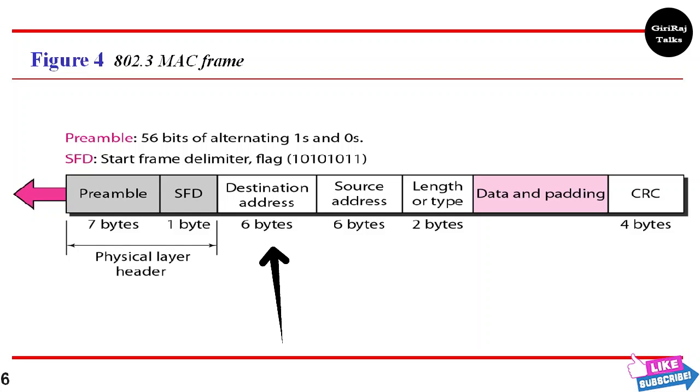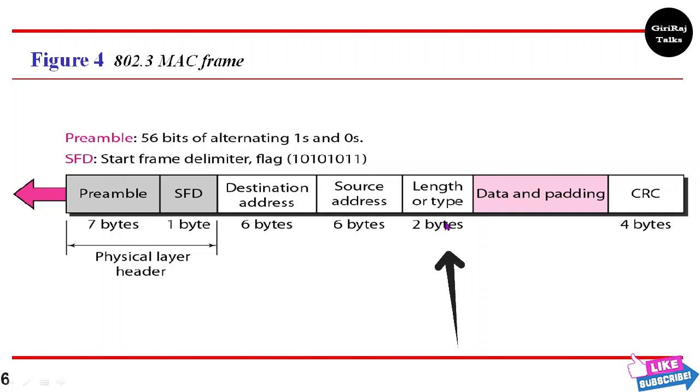Next one, destination address, DA. The DA field is 6 bytes and contains the physical address of the destination station or stations to receive the packet. We will discuss addressing shortly. Next one, source address, SA. The SA field is also 6 bytes and contains the physical address of the sender of the packet.